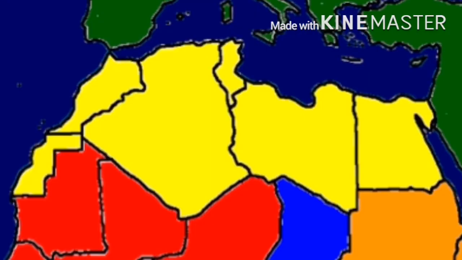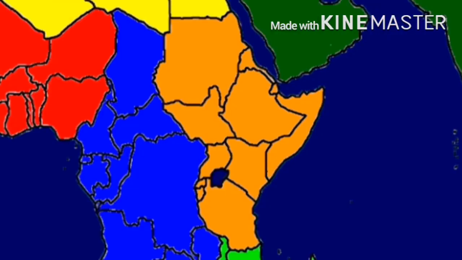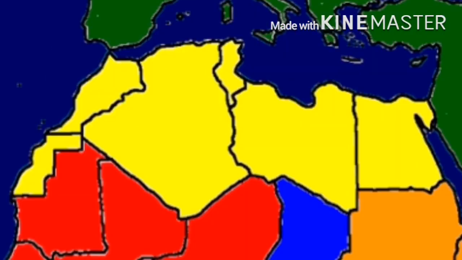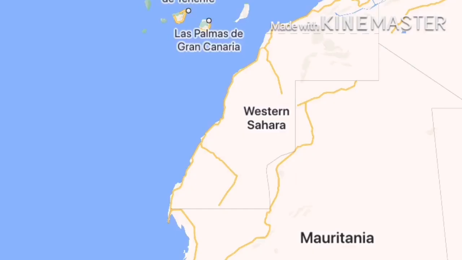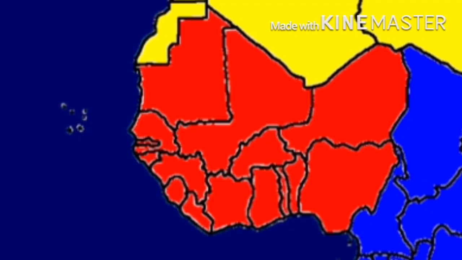These are Northern Africa, Western Africa, Central Africa, Eastern Africa and Southern Africa. Firstly, let's look at Northern Africa. Northern Africa will include the following 6 states: Algeria, Egypt, Libya, Morocco, Tunisia and Western Sahara. Secondly, let's look at Western Africa.